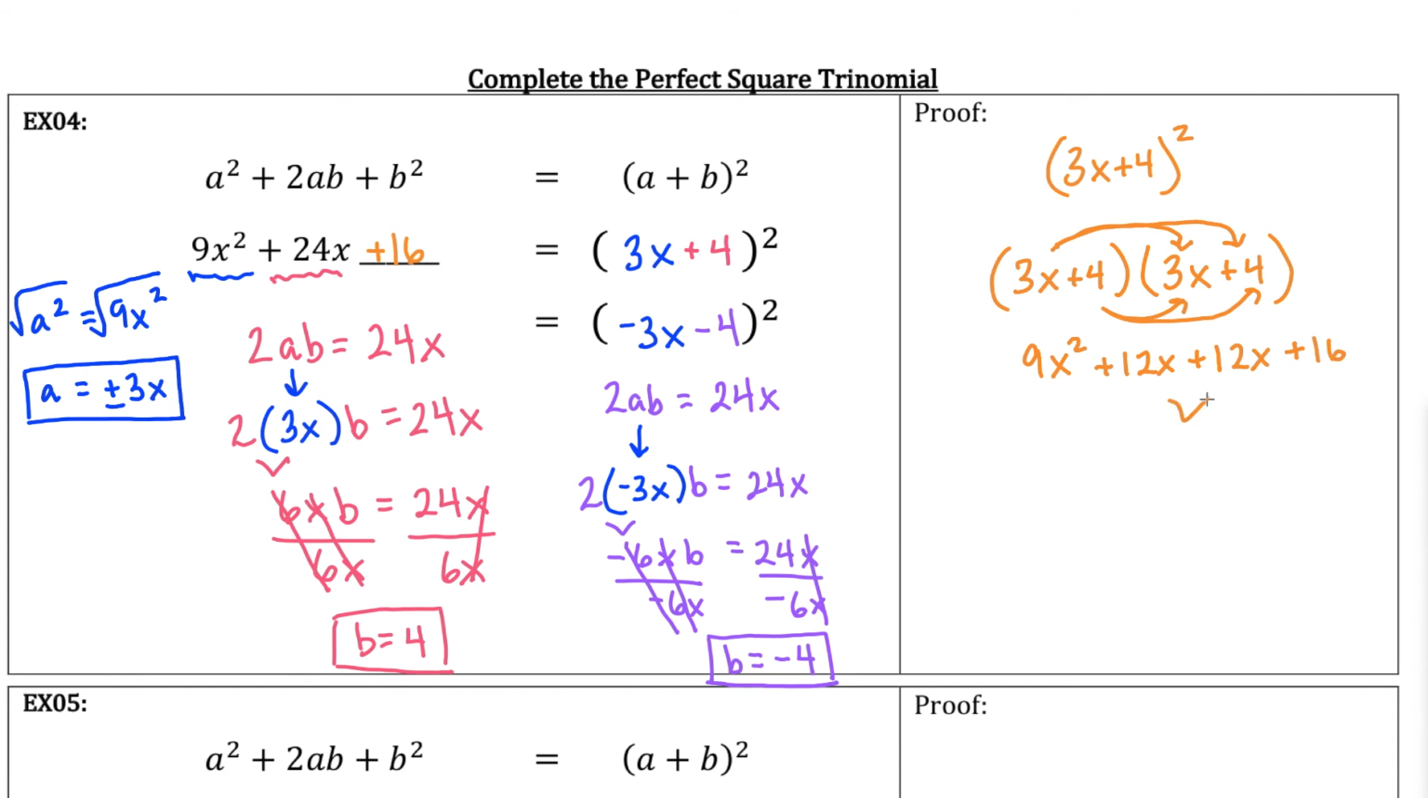Of course, I can only combine these two, so I get 9x squared plus 24x plus 16. So let me pause. I just proved that I made a perfect square when I put the 16 in. And I proved this by squaring the same thing, which is multiplying the same thing times the same thing, and getting this answer.